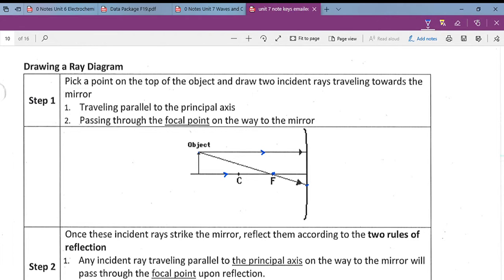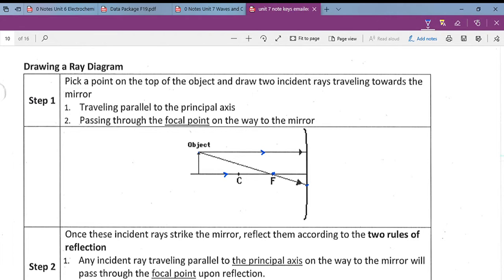I mean, unless we actually had tools to measure the angle, we're just going to use tricks to do these as best we can. So now we need to draw our reflected rays. There are going to be two rules of reflection. The key thing is that your angle of incidence is going to equal your angle of reflection, but it's going to be done for you with these focal points.